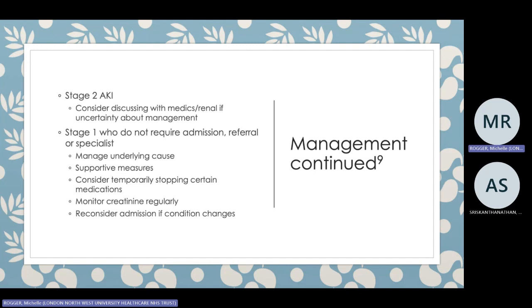So then it goes back to the principles of managing the underlying cause, supportive measures, oral intake, things like that. Consider temporarily stopping the medications that I mentioned, so ACE inhibitors, ibuprofen, things like that, and reviewing them regularly to see whether they can be reintroduced. Monitor the creatinine to make sure it's trending in the right direction, and obviously keep a close eye on people, and if things change, revert back to the previous management points and consider admission if anything changes.